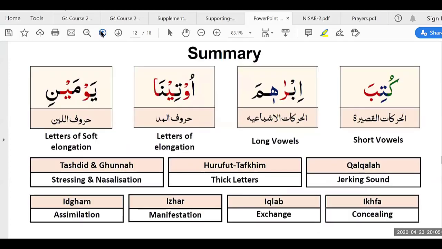So yes, that's all. We already did short vowels, long vowels, and all of the rest at the start of the lesson.